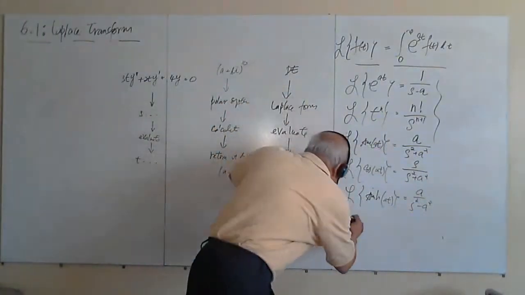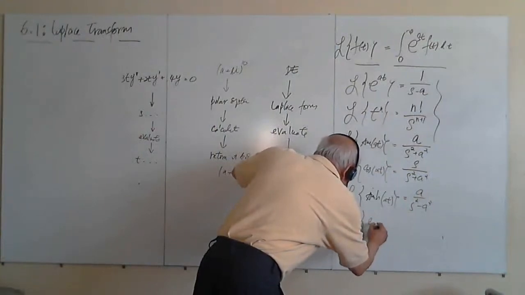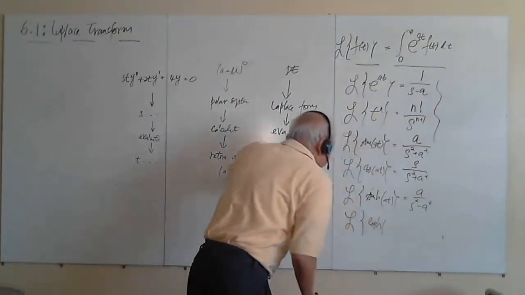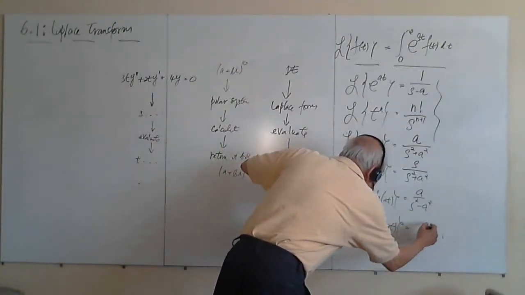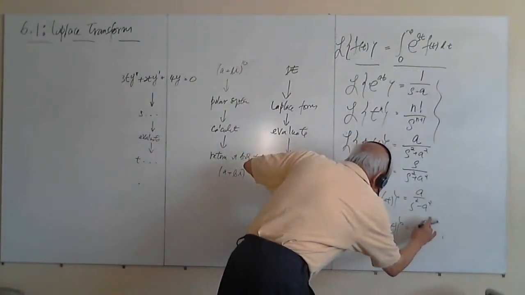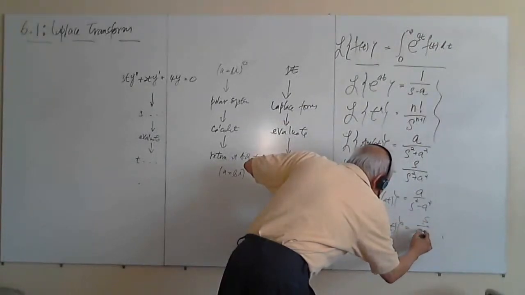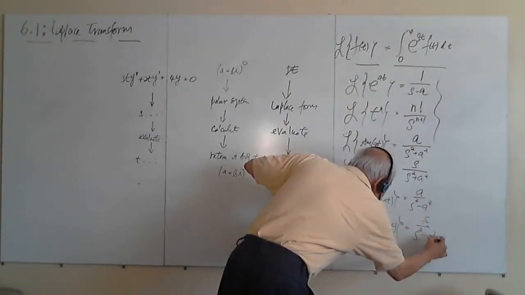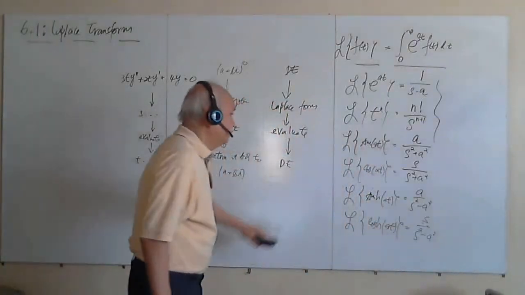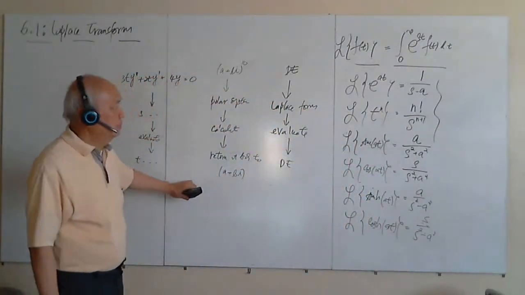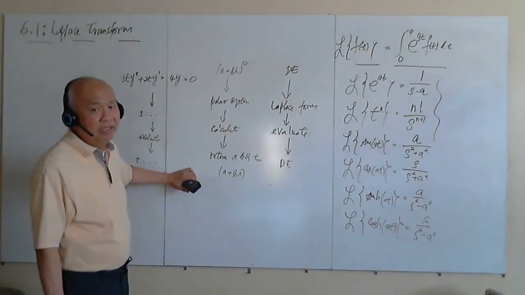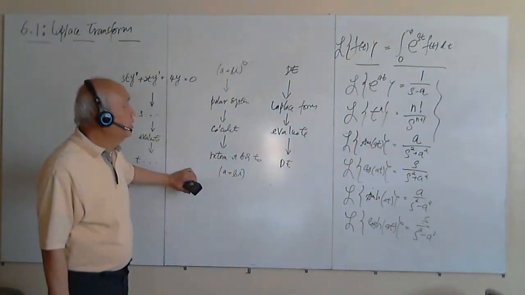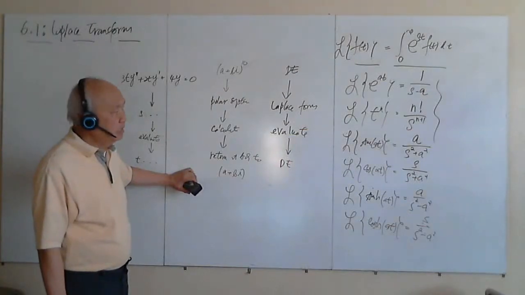Okay, now what is the next one? The next one here is going to be cosh, hyperbolic cosine at, equal to, excuse me, s over s squared minus a squared. That's it. Okay, 1, 2, 3, 4, 5, 6. That's it, 6 only. I'm going to give you only the simplified Laplace transforms, just 6.